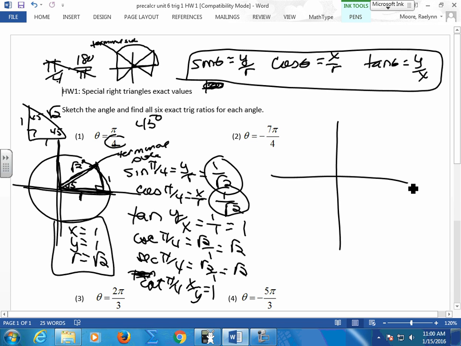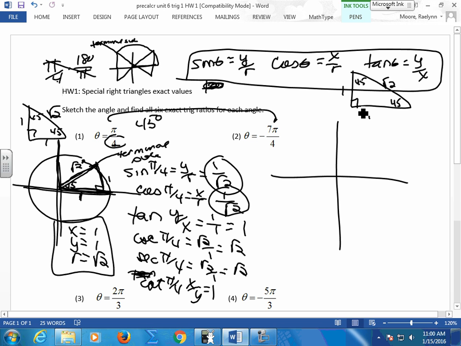What's the same about this? What's the same between these two? What do you notice that's the same? They're over 4. So how many times does 4 go into 180? 45. So right away, again, I have a 45-degree triangle. 1, 1, radical 2. Now the problem is, where do I start this?